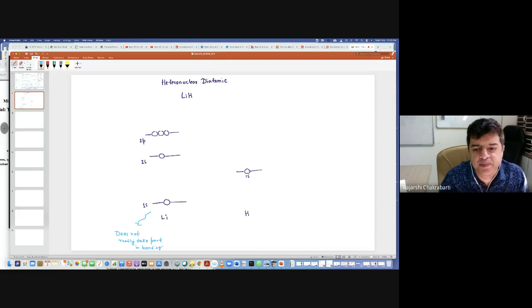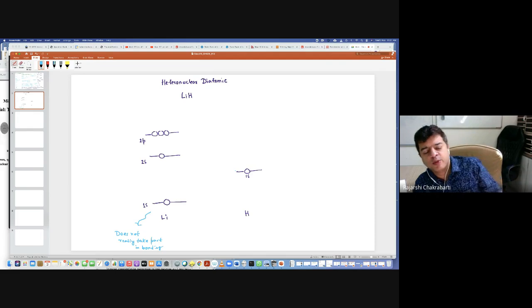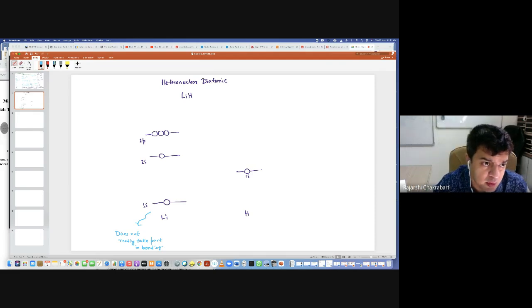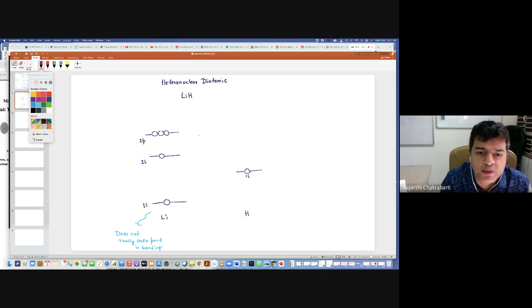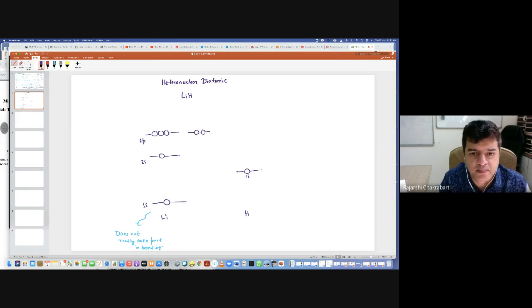But hydrogen 1s is closer to 2s of lithium, and 2s of lithium is also quite close to 2p of lithium. So what do you expect? You would expect that these three will mix: 2s, 2p on lithium and 1s on hydrogen. But let's see the symmetry. Two of these 2p orbitals, which I'm calling 2px and 2py, will not participate. They'll stay here and form something like pi.